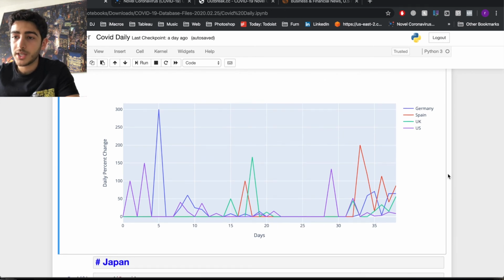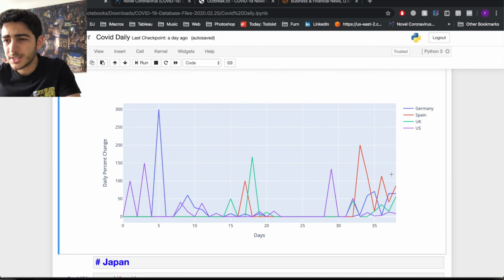Looking at the daily percentage change, we also notice that Spain is leading the way. Spain is getting more patients, more infected people at a quicker rate than previous days. So that's concerning for Spain, and I live there, and I could tell that this was going to happen.